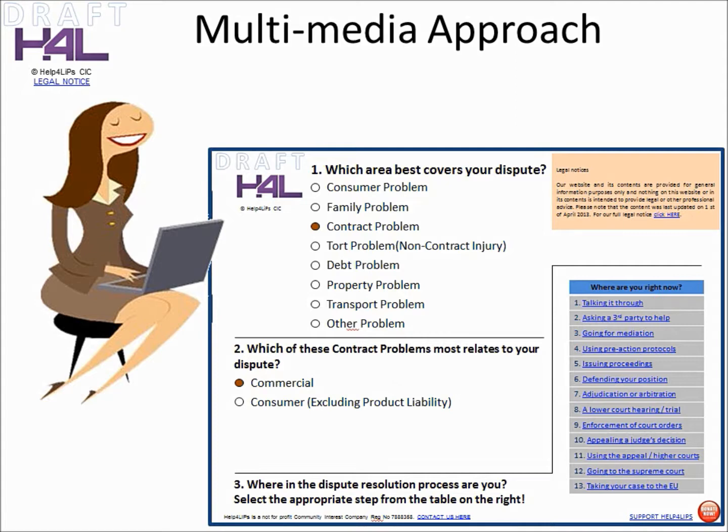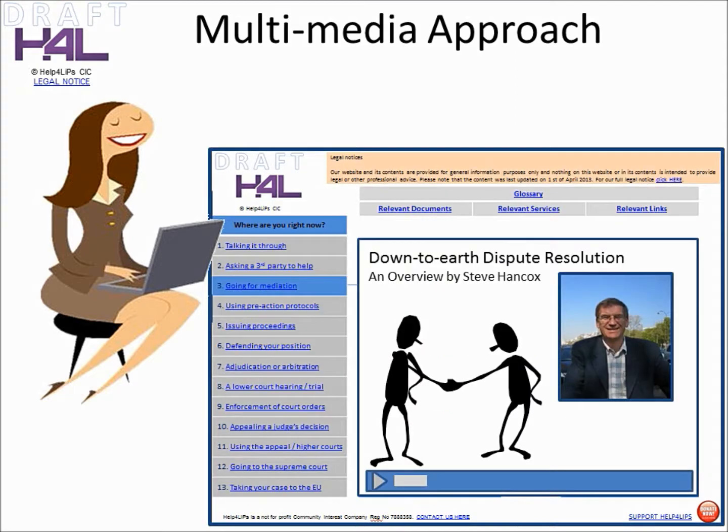So given that it's a contract problem in a commercial environment, where in the dispute resolution process are you right now? So you look at the 13 steps and you decide which one is most relevant to you given where you are. For this example, you've said that, well, I'm looking to see if I can go into mediation because I don't really want to go to court. So what comes up then is a multimedia video introduction overview.